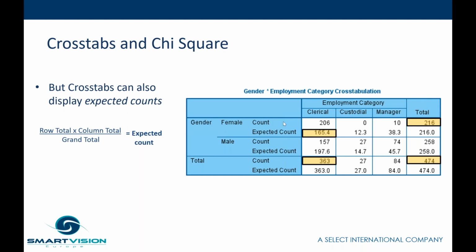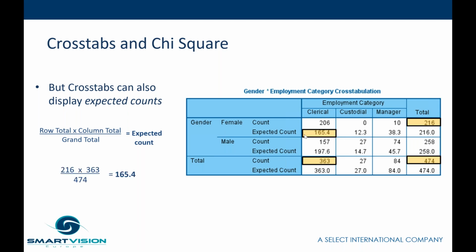So it's looking at what's called the expected count. You can get crosstabs to display expected counts, and they're basically worked out by multiplying the row total for a cell by the column total for a cell, so 216 by 363 divided by the grand total, and that gives you the expected count. So if I multiply 216 by 363 and divide by 474, I get 165.4. It's saying that you got 206 female clerical workers. If everything was evenly distributed and adjusting for the sample sizes and different group sizes, you'd actually only expect to get 165 in there. So you're getting more than you expected, more female clerical workers than you would expect.